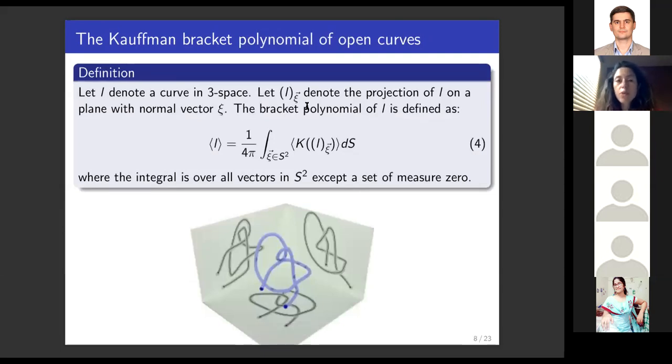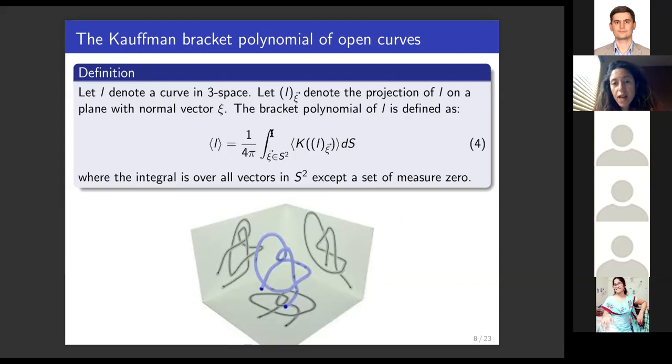Okay, so what we propose is the following definition. Let L denote a curve in 3-space. Using this idea of projections, we ask, what if we take the average over all projections of the bracket polynomial? This is an integral over all vectors psi in S2 of projections of the curve in the plane with normal vector psi. The projection of the curve is a notoid. You take its bracket polynomial, you integrate over all vectors on the 2-sphere, and you divide by the area.